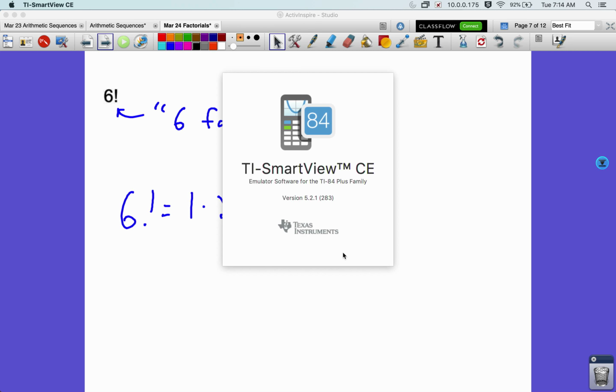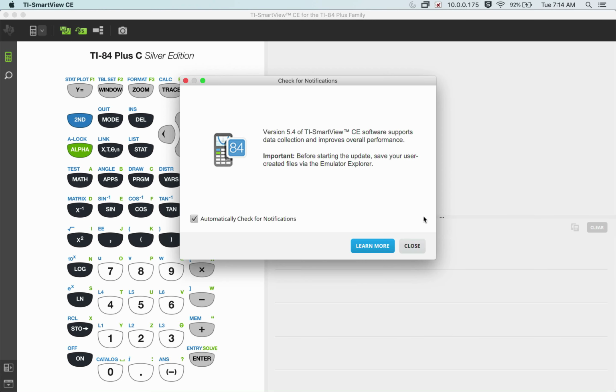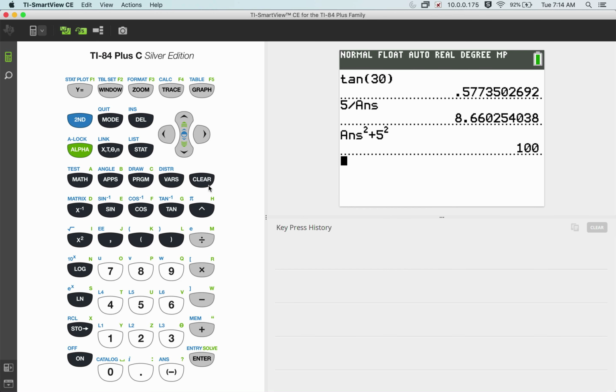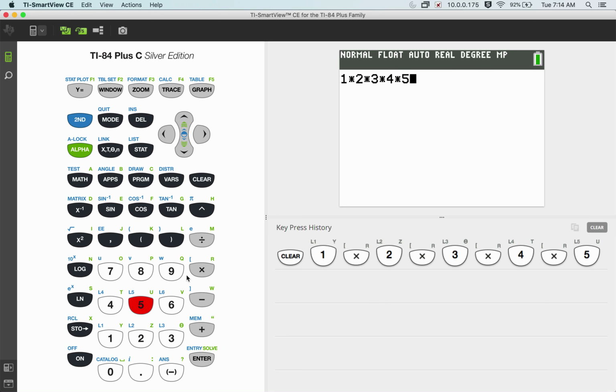Let's pull up the calculator here. All right, so I can do 1 times 2 times 3 times 4 times 5 times 6. That took a while to plug in, but I get 720. 6 factorial is 720. These numbers grow really fast, you'll notice.